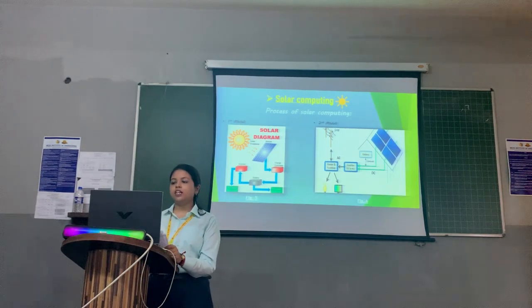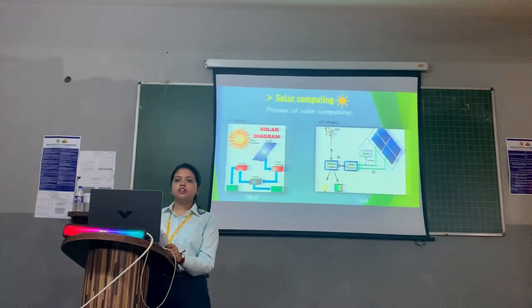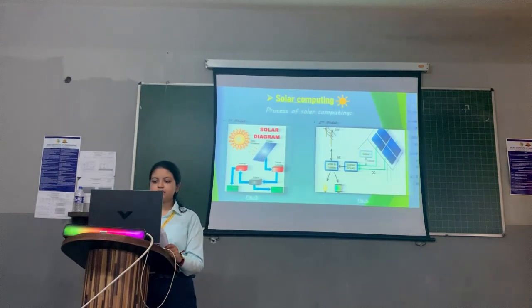But in the second model, the solar cell is directly connected to the inverter, which converts the DC to the AC directly. No batteries are used there.